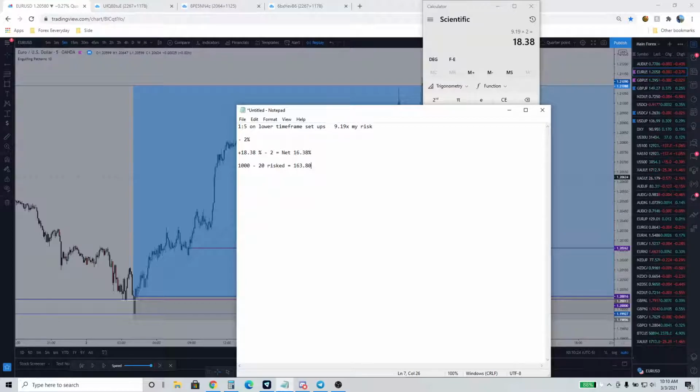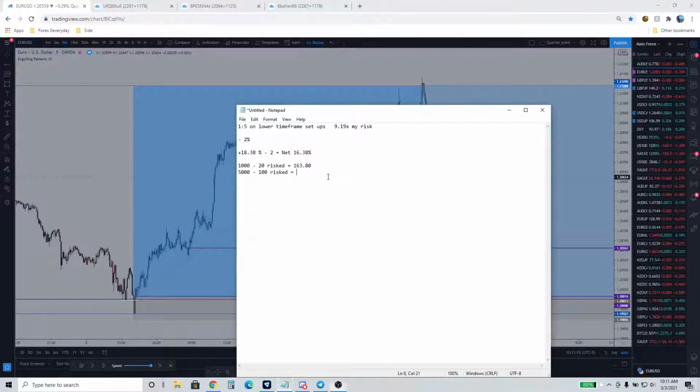On a $5,000 account, it's just as great. I can tell you because I used to trade a $5,000 account. On a $5,000 account, you're risking $100 and you're gonna make $819 net. This is huge. This is why people trade lower time frame setups.